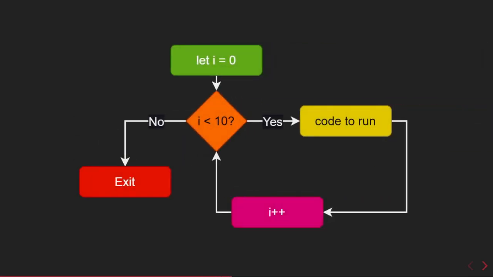Let's go through how this works. We set I to 0. Then we check, is I smaller than 10? If so, run the code and then increment I. Next, we check the condition again, is I smaller than 10?